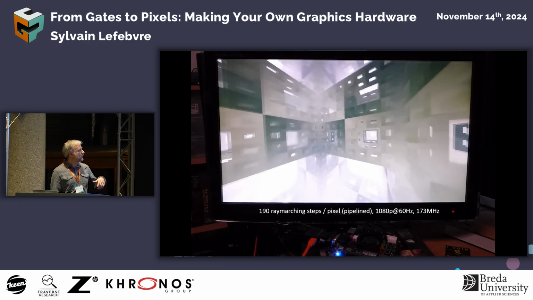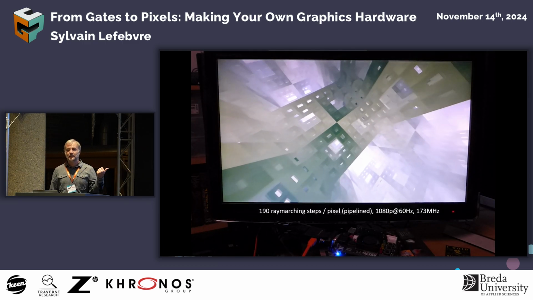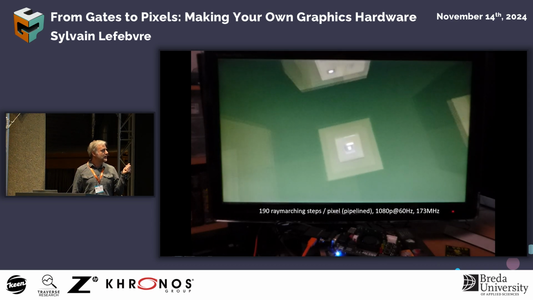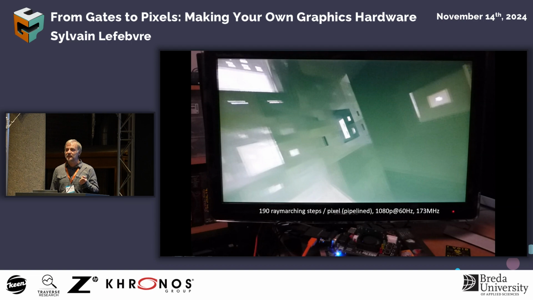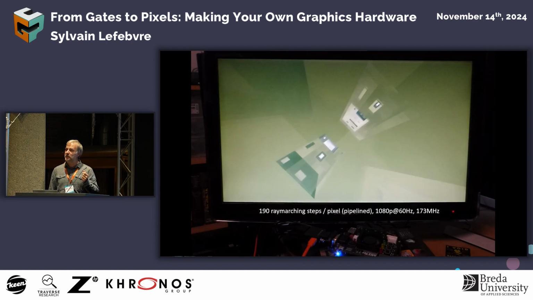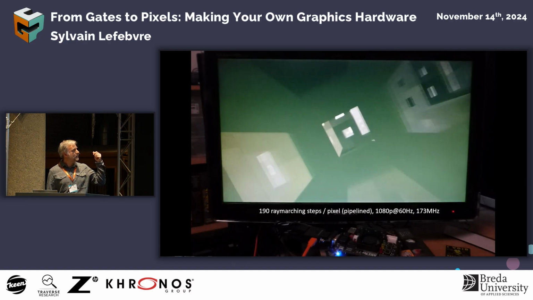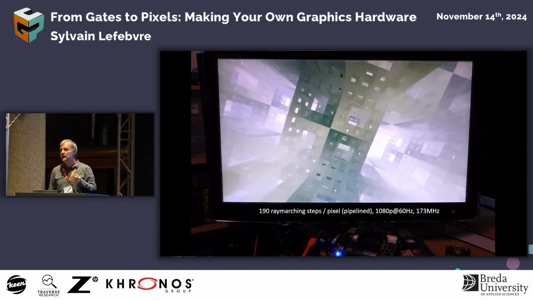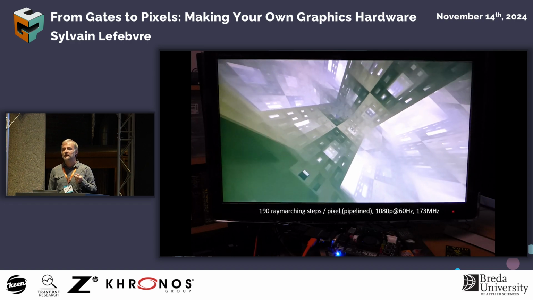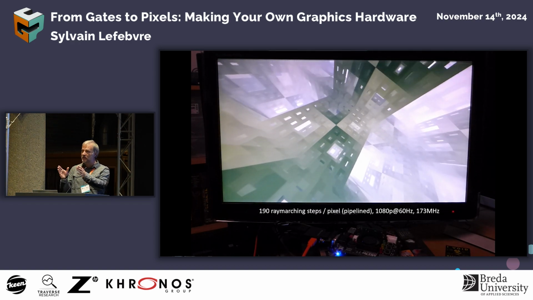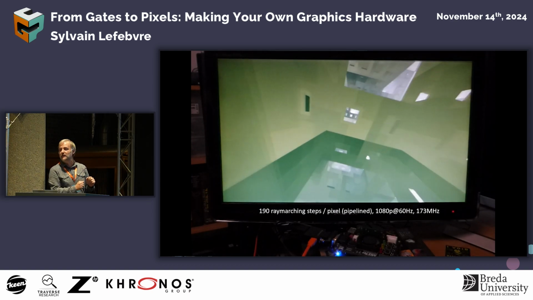Now you can do some more interesting things, like this 1080p Menger sponge fractal that is being raymarched at every pixel with 190 steps, and this is performed racing the beam. That means there's no frame buffer. In fact, the fractal is being generated in every pixel at the speed of the video signal without any memory. And this is only possible because you can design your own piece of hardware that does only one thing, but it does it very efficiently.